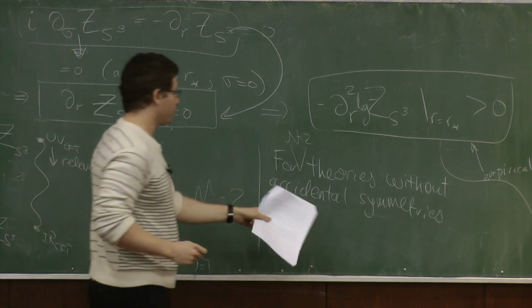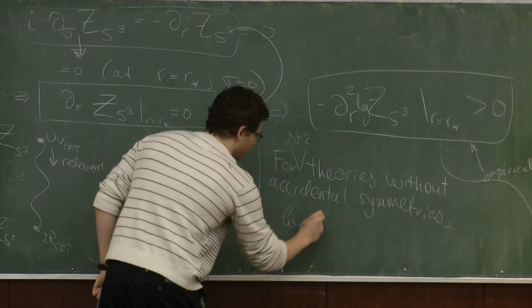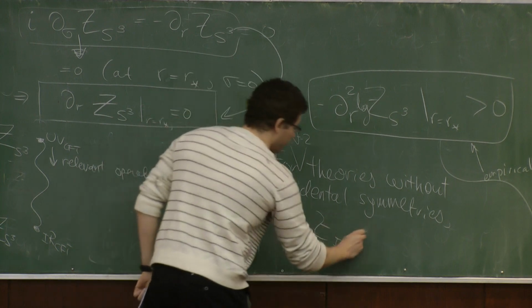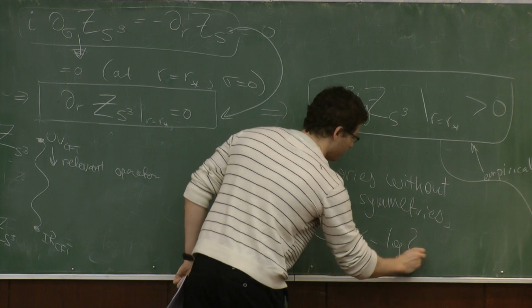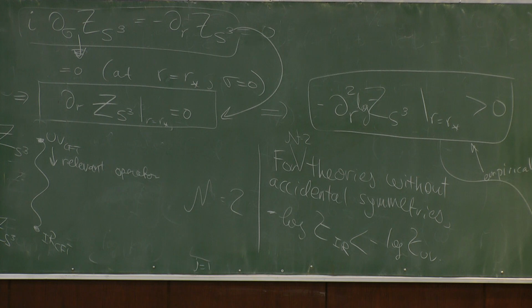So for N=2 theories without accidental symmetries, we find that log of Z in the infrared minus log of Z in the infrared is smaller than minus log of Z in the UV. Okay? So you see that for N=2 theories in 3 dimensions, if you assume that there are no accidental symmetries, one can make a pretty strong case for this F theorem. And the case where the assumption doesn't hold, was it checked? Yes, now of course, yes.